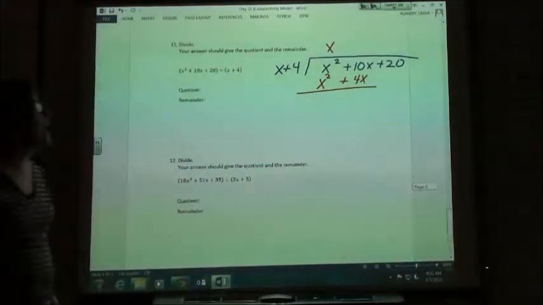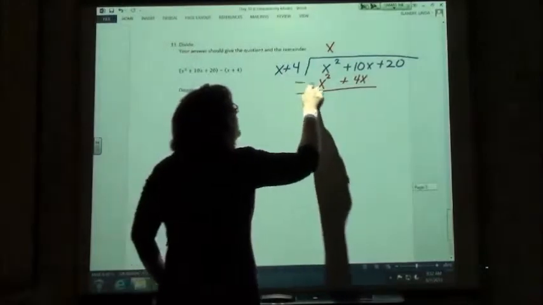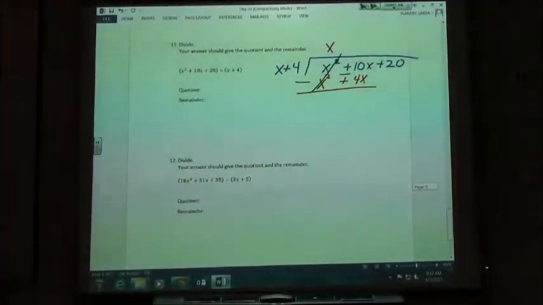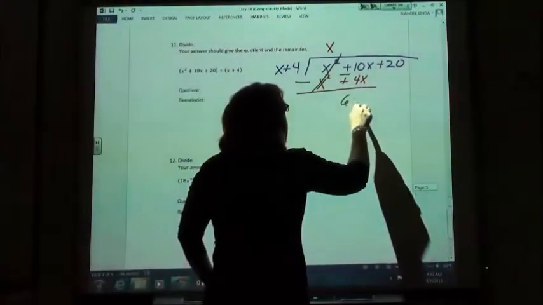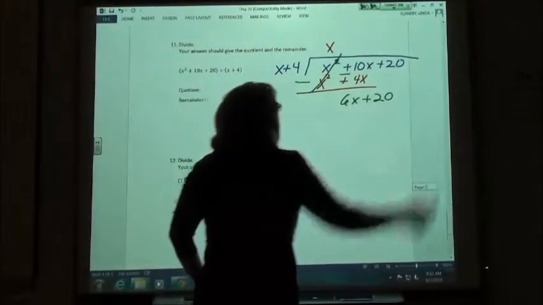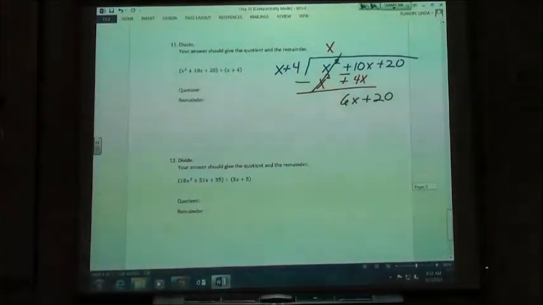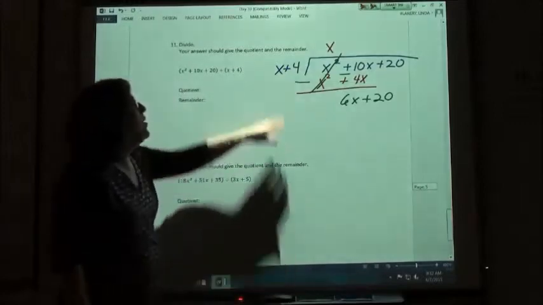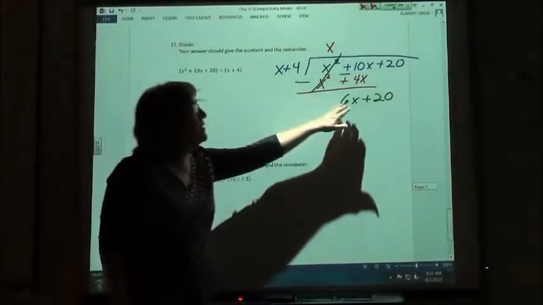Then we have to subtract, so we can cancel out that leading term. So we make that negative, so we can cancel out that first term. So when we subtract, we get 6x plus 20, right? Oh yeah, plus 20.